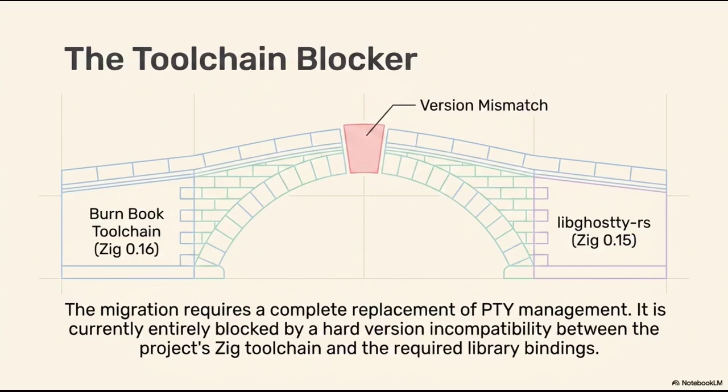On the left, we have the Burn Book toolchain, built with Zig version 0.16. On the right, we depend on the One library, which requires Zig version 0.15. This specific version mismatch between our project's Zig toolchain and these necessary library bindings currently blocks the entire migration. As a result, our progress on the PTY management overhaul is completely halted.